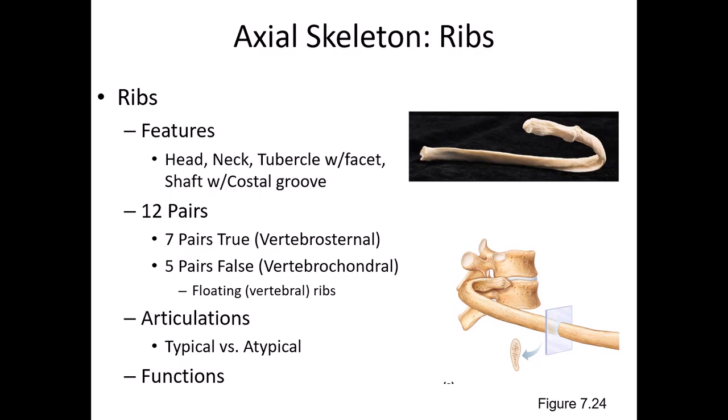And again, your ribs are going to protect thoracic organs like the heart and the lungs. They're also for muscle attachment, and they allow for respiration through the movement of the thoracic cage that facilitates expansion of the lungs.